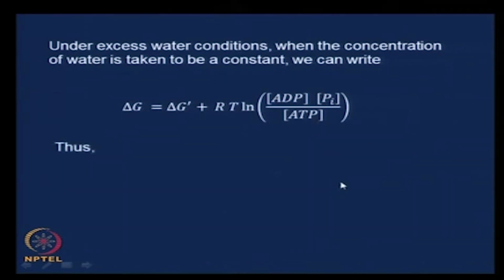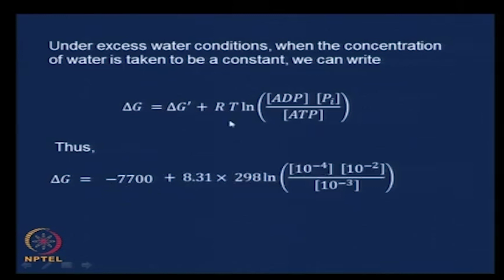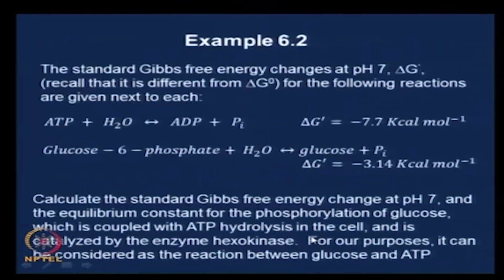Under the snapshot conditions that were given, delta G equals delta G dash, which is minus 7.7 kilocalories per mole or minus 7700 calories per mole, plus 8.31 times 298 temperature, and all these concentrations taken in molar quantities, and that turns out to be, okay, the R has to be in calories, it is not 8.31, it is 1.983. This will turn out to be minus 11.79 kilocalories per mole.